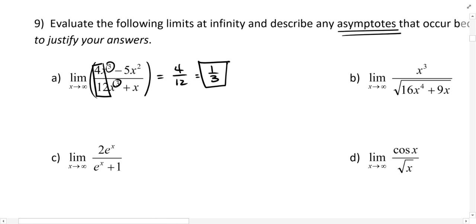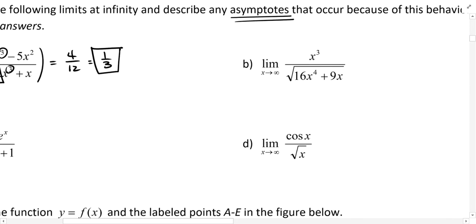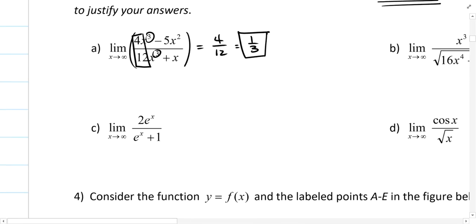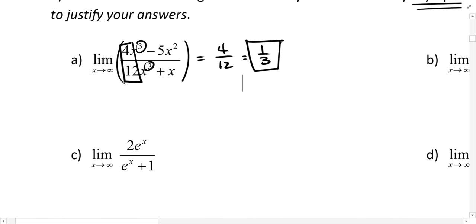So, the instructions do say to show appropriate work to justify your answers. You could go through the entire process of sketching this graph, or you can do what I've done here and identify the degrees of the numerator and the denominator.